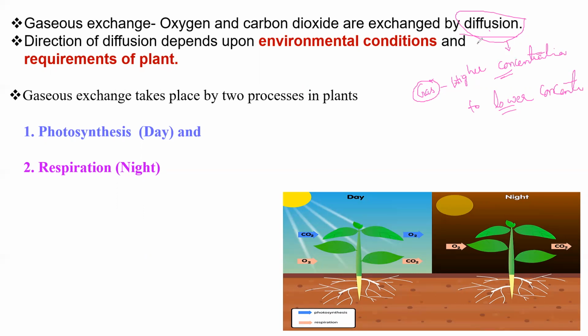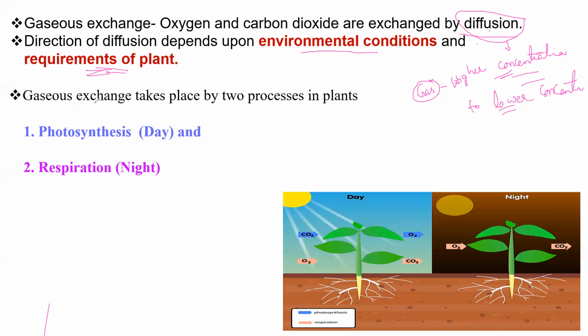Okay, how does diffusion take place, and on which conditions does diffusion depend? Of course, concentration is the main concept. Here, plants diffuse gases in two directions, depending upon environmental conditions and requirements of the plant. Requirements of plants, as you know, are photosynthesis and respiration. In both cases, there is exchange of gases. How it happens depends on two conditions: one is the environmental conditions and the other is the requirements of the plant.